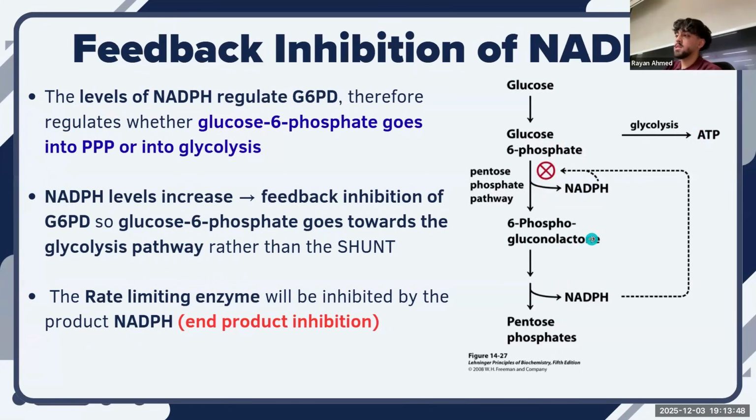It's like a feedback inhibition. You already know this from previous MOL lectures, but just keep in mind that NADPH inhibits G6PD when there's too much. And yeah, that's about it. Okay, let's move on.